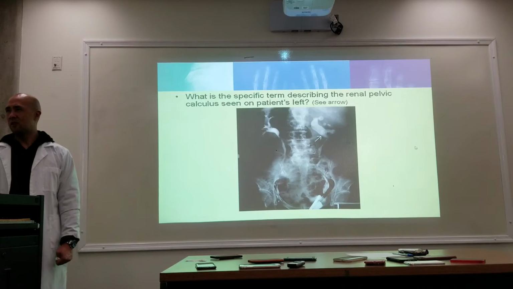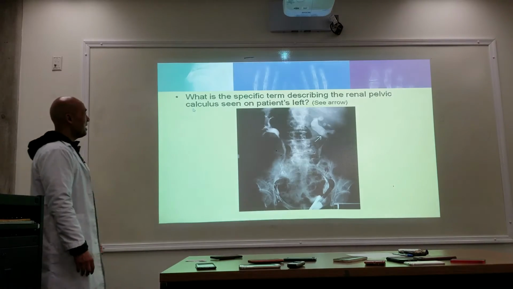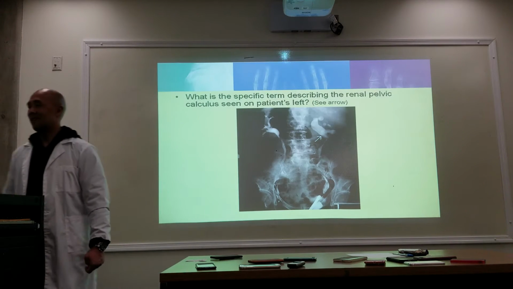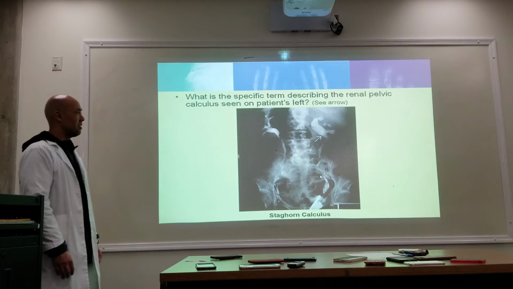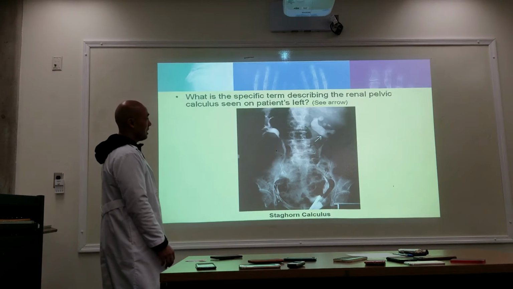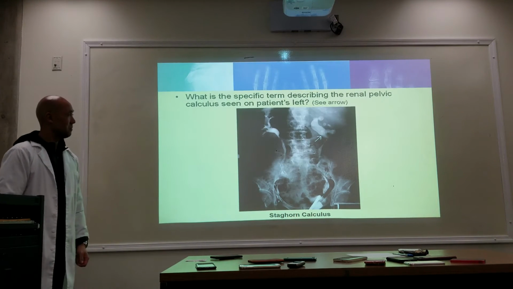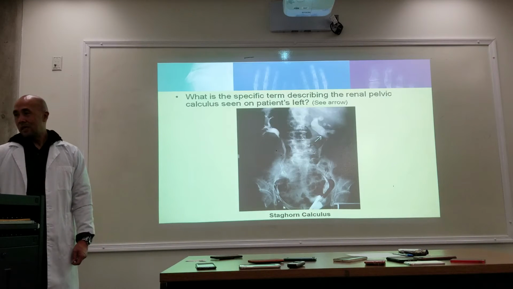What is the specific term to describe the renal pelvic calculus seen on the patient's left? What is that called? It's called a staghorn calculus. That's the stone taking the shape of the entire renal pelvis in its collecting system. Staghorn calculus.